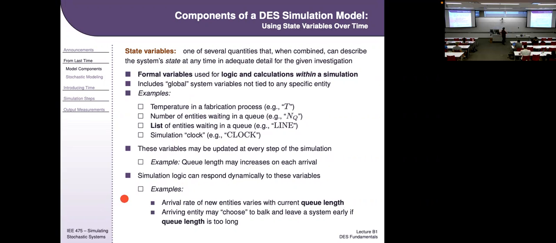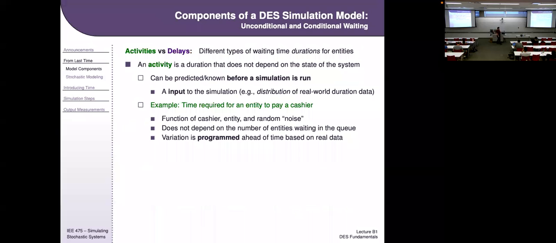Simulation logic can respond dynamically to these variables as well as change them. So an arrival of new entities can vary the queue length. And if you want to simulate balking, where somebody comes up to a long queue and decides they're not going to get in the queue, you can make the arrival rate depend upon the state variable, which is the number of people in the queue. So state variables are the things we'll use inside the computer model to run our logic. They're the bookkeeping.